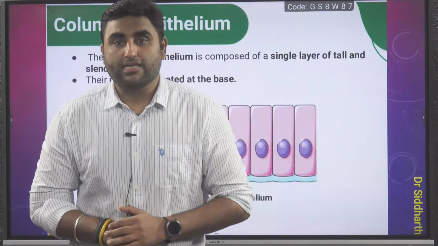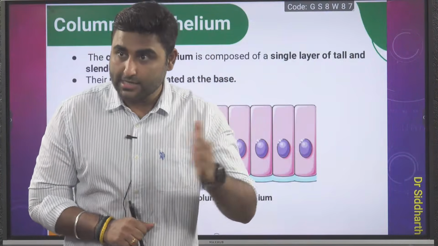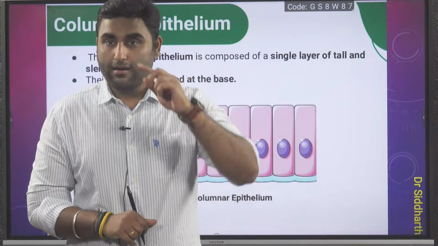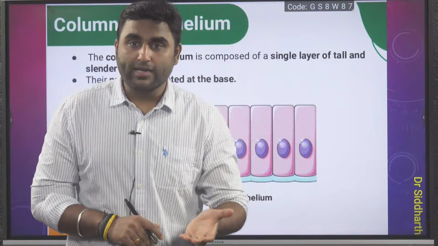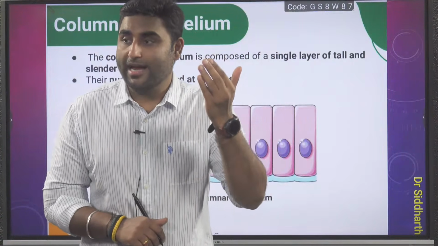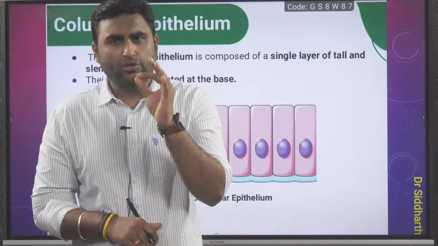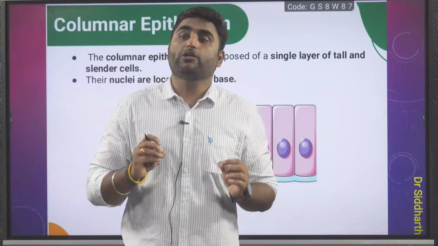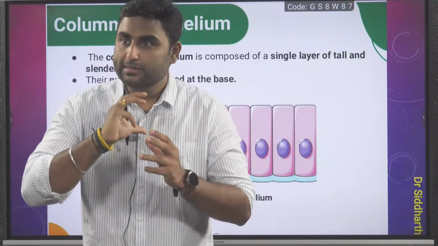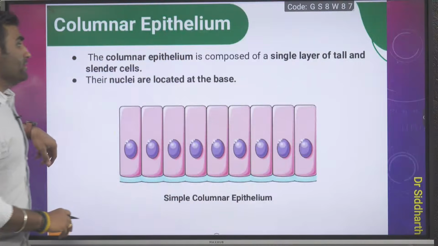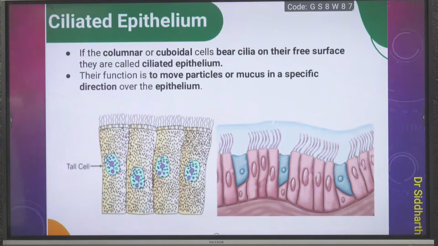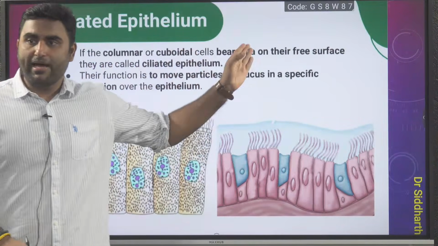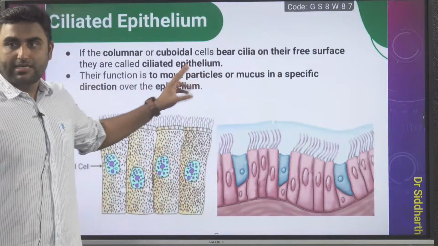Is columnar epithelial cell present in your small intestine? Yes. In the small intestine, the columnar epithelial cells show a brush border appearance to increase the surface area for digestion and absorption. So not only do you need to know the location of simple columnar epithelial cells, you also need to know the little bit of modification happening there. If columnar or cuboidal cells bear cilia, then we call them ciliated epithelium.